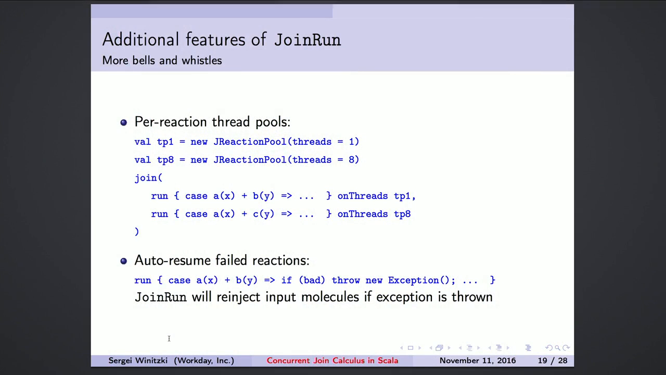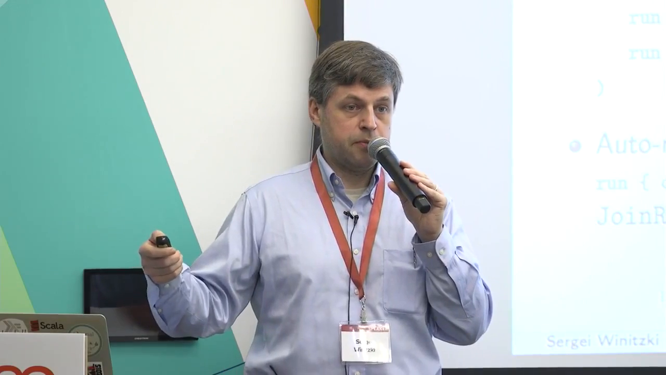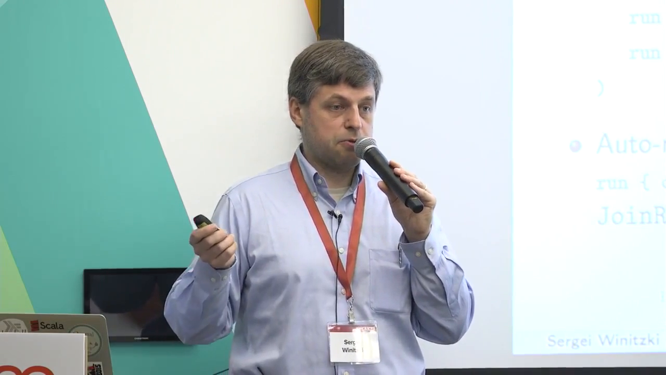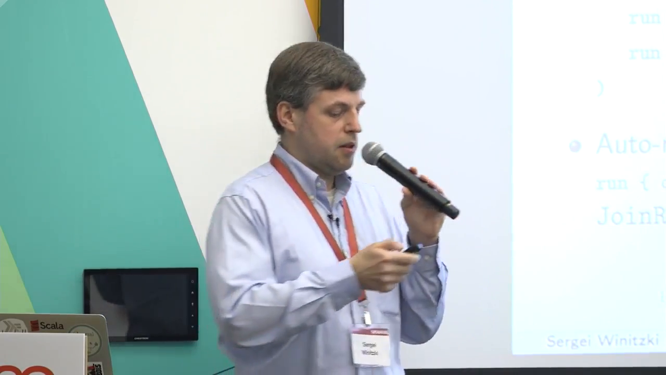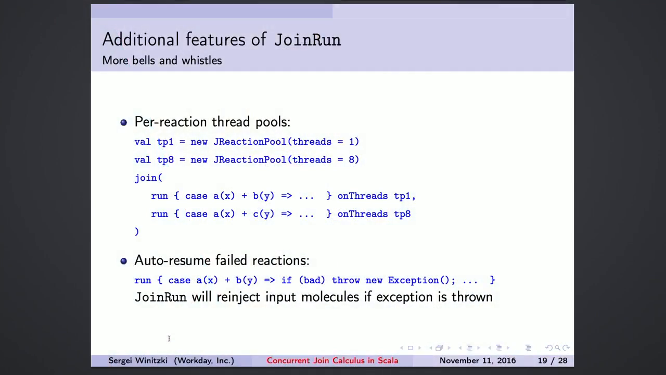There are some additional features I implemented in the library. One is that I have explicit thread pools if I want. So if I know that certain reactions need to be massively parallel, I can pre-allocate thread pools for them. And other reactions will run all on one thread, let's say, if I know that's okay. So I can say, run this reaction on these threads from this pool, and run this reaction always on those threads from that pool.